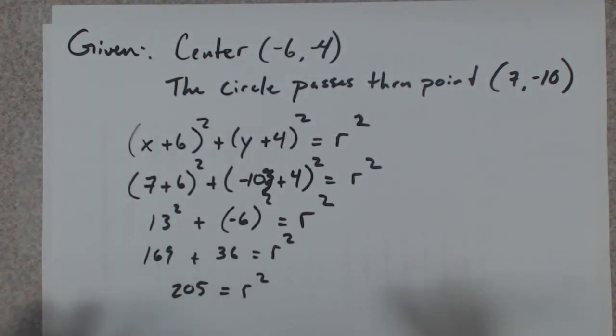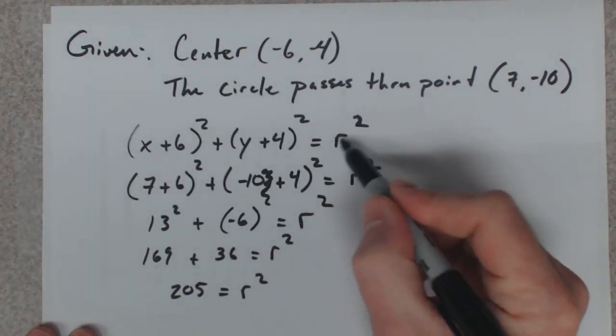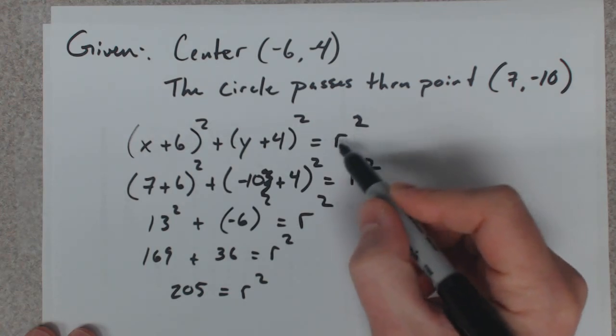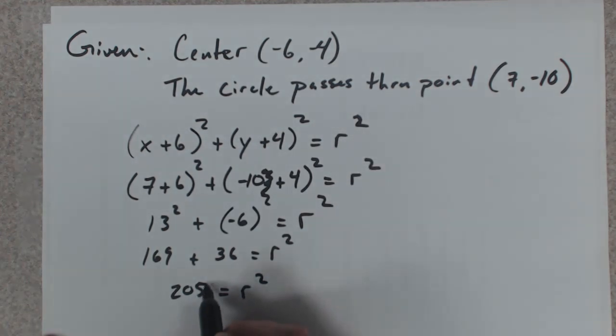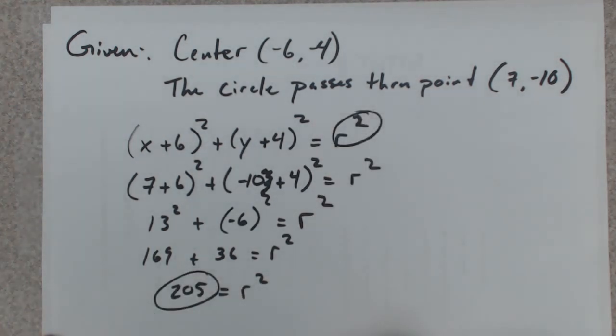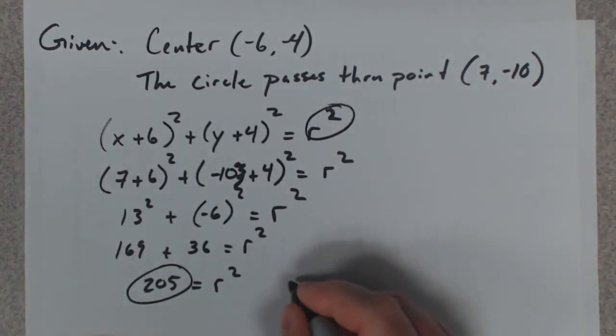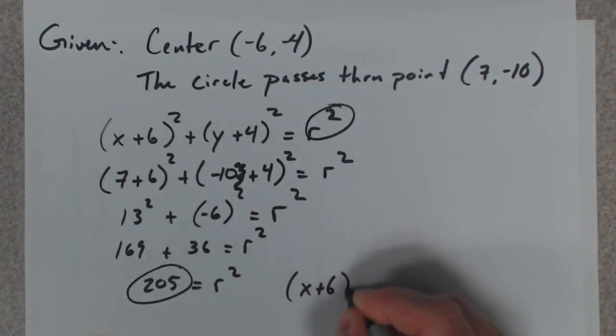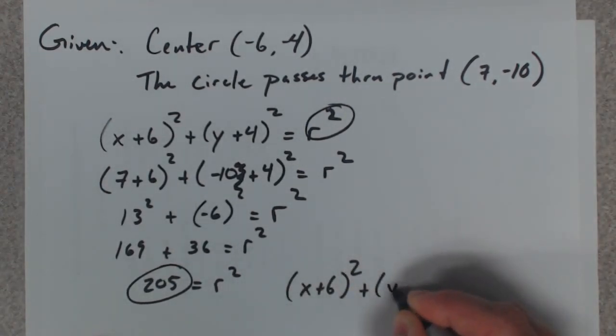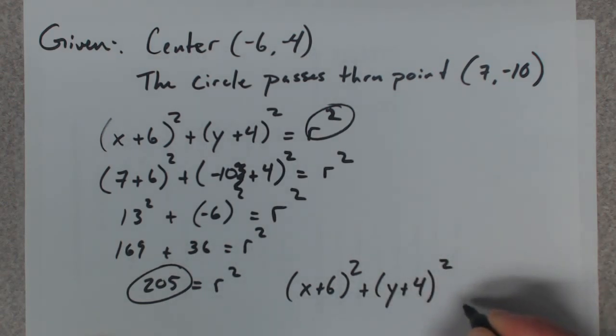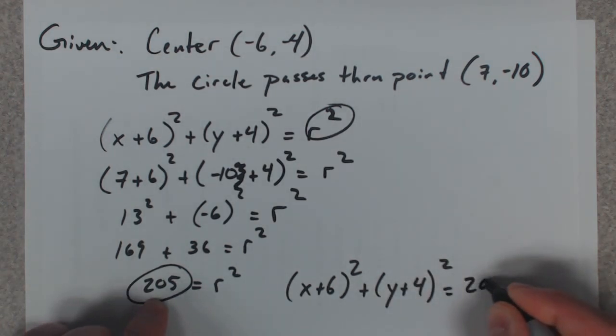I don't have to go any further because the equation just asks for r squared. So let's just take that 205 and plug it in right there. So the equation here would be x plus 6 squared plus y plus 4 squared equals 205.